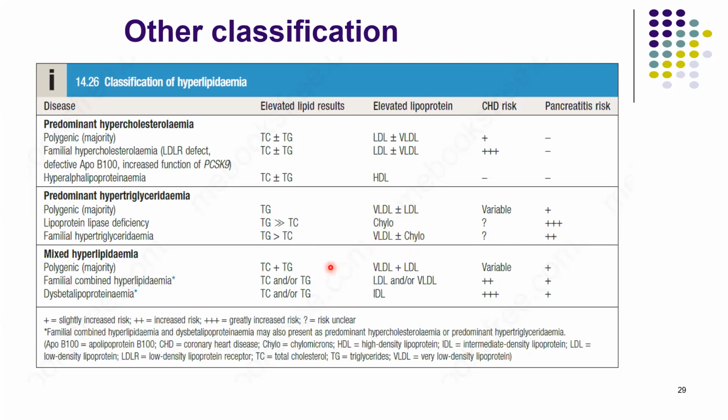Okay, so many people have mixed as well. Yeah, mixed means that they have familial combined hyperlipidemia with hypertriglyceridemia, and with this beta lipoproteinemia.